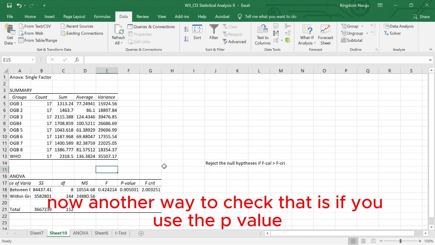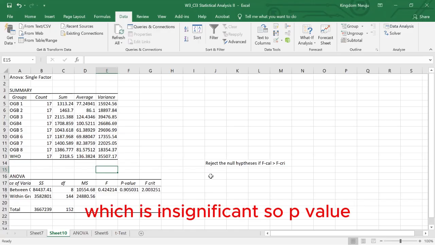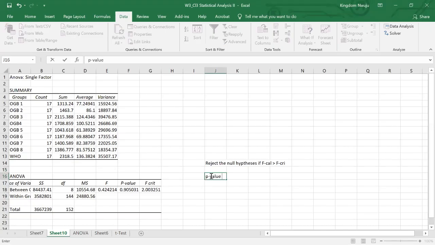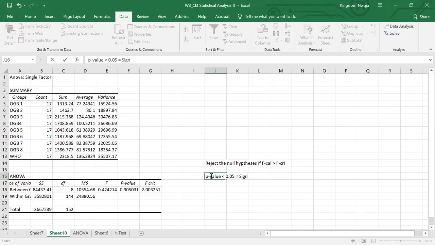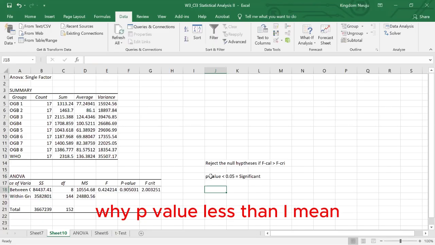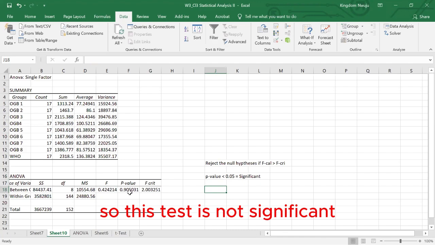Okay. Now another way to check that is if you use the p-value. You can see the p-value here is 0.9, which is insignificant. So a p-value less than 0.05 is considered significant, while a p-value greater than 0.05 is considered insignificant. So this test is not significant.